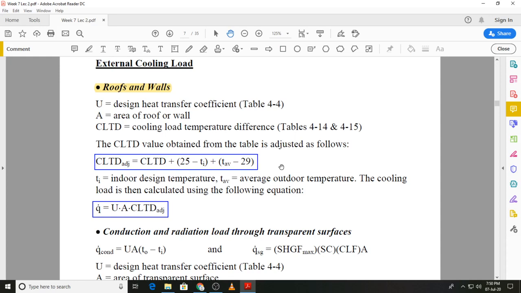All you have to do is read the value of CLTD from the table. You will know the value of the inside design temperature TI and the average outdoor temperature T average, and then you can calculate the value of CLTD adjusted. And once you have got CLTD adjusted, you can calculate the rate at which heat is transferred through the roof or a wall.